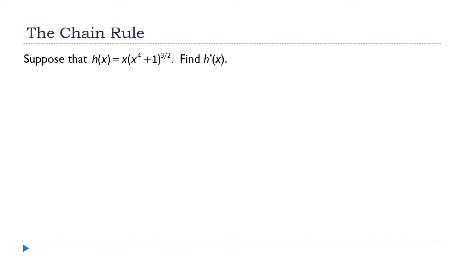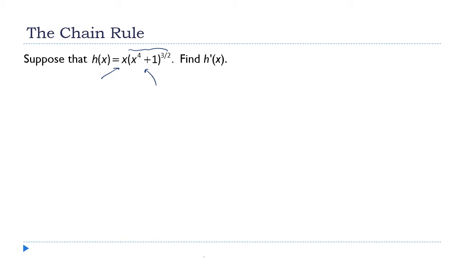Now this one is a little more complicated, and these are things that you need to start working on identifying. Because sometimes we're going to need to apply more than one rule to get to the answer. Right? When I look at this, the first thing I notice is I have two things being multiplied together. I have this x and this (x to the 4th plus 1) to the 3/2. So I'm thinking, okay, I can use the product rule there. And then when it comes time to differentiate this part, that's when I'm going to have to pull out the quotient rule.